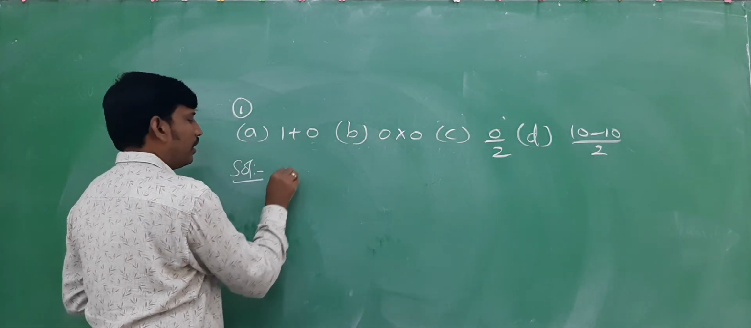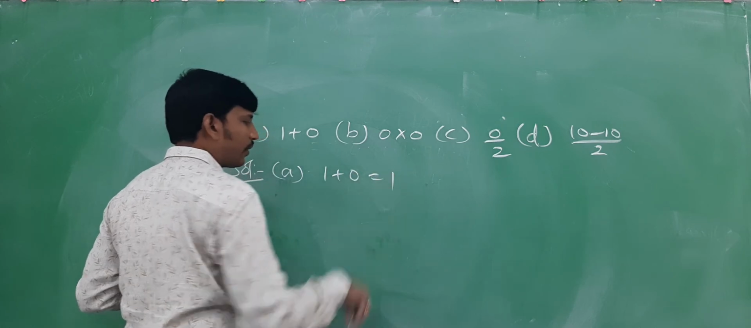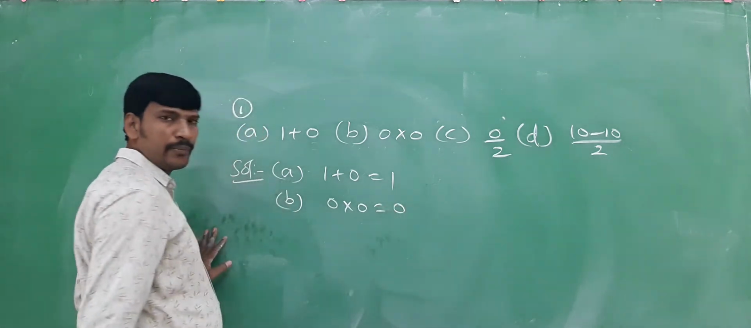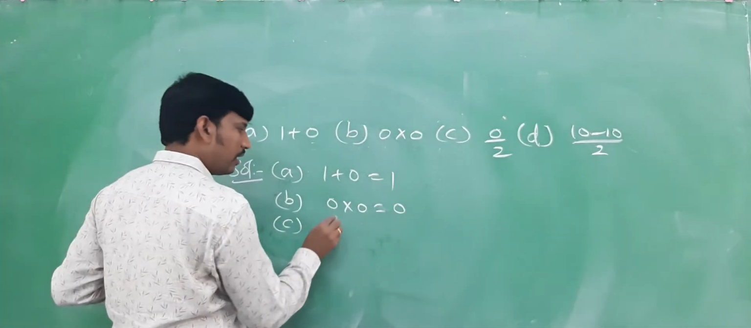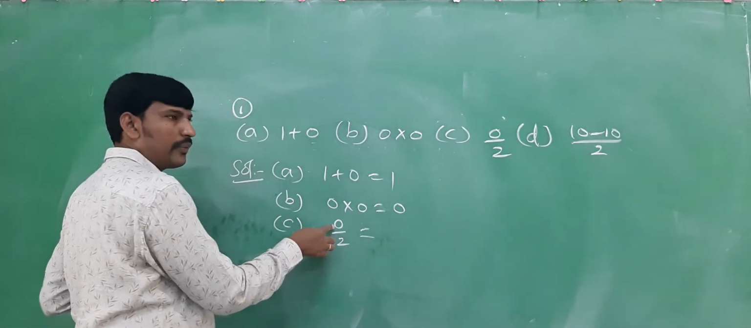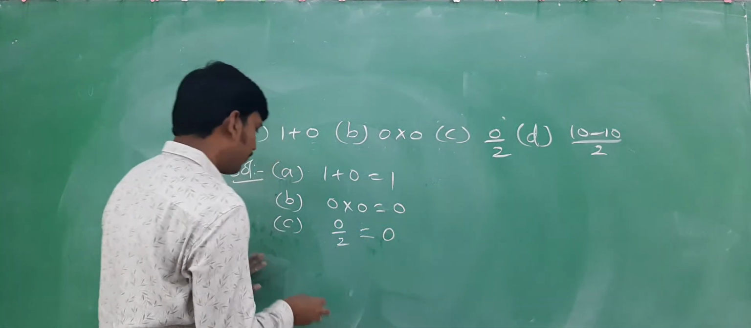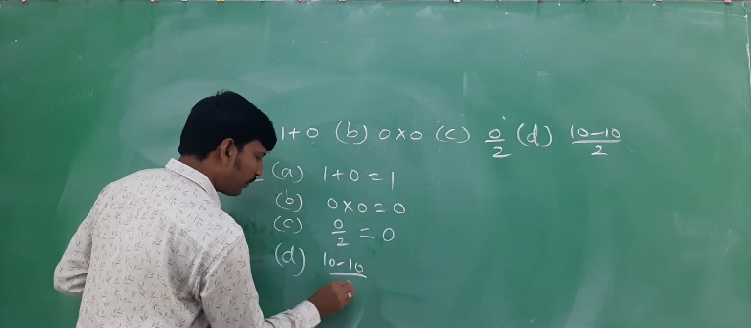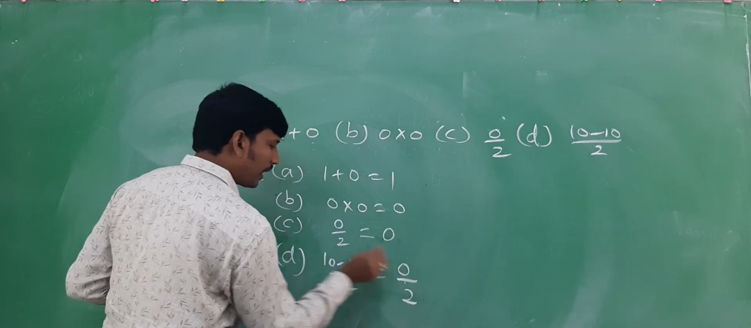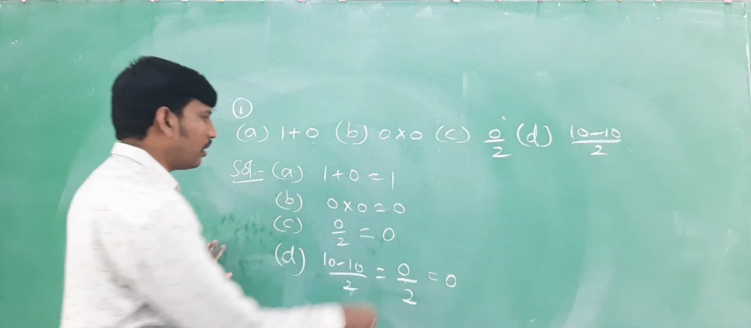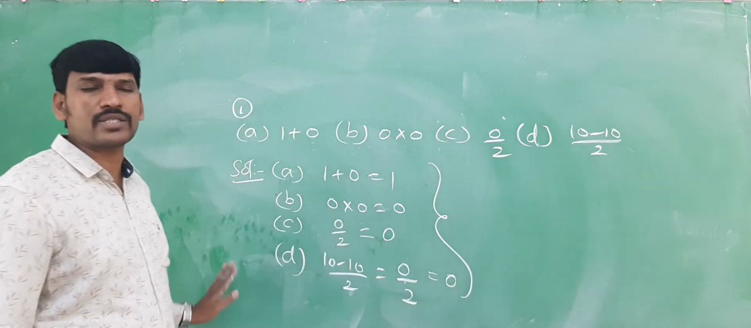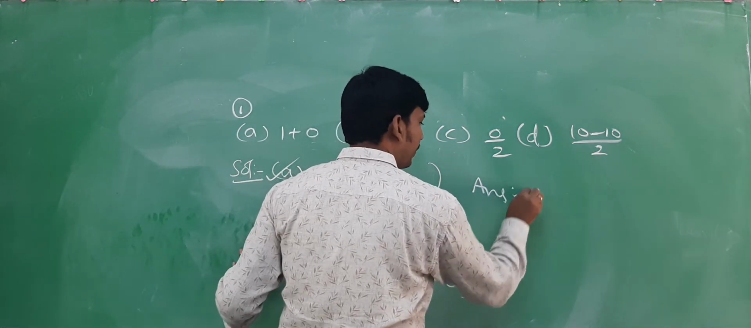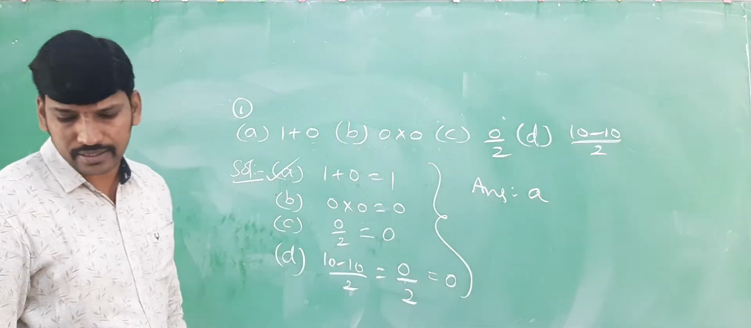Solution: A is 1 plus 0, which is equal to 1 only. B, 0 into 0 will become 0. C is 0 divided by 2. 0 divided by any number will become 0 only. And D is 10 minus 10 by 2. 10 minus 10 equals 0, and 0 by 2 again will become 0 only. So out of these four, which does not represent 0? The answer is A. Solve all these in your classwork, compulsory.